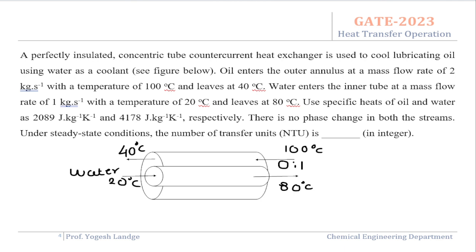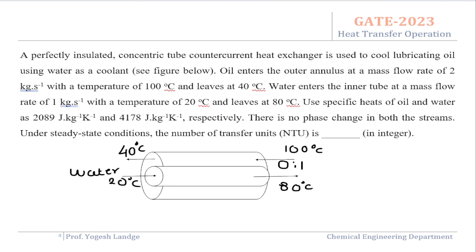A perfectly insulated concentric tube, counter current heat exchanger, is used to cool a lubricating oil using water as a coolant. Oil enters the outer annulus at a mass flow rate of 2 kg per second with a temperature of 100 degrees Celsius and leaves at 40 degrees Celsius. Water enters the inner tube at a mass flow rate of 1 kg per second with a temperature of 20 degrees Celsius and leaves at 80 degrees Celsius.